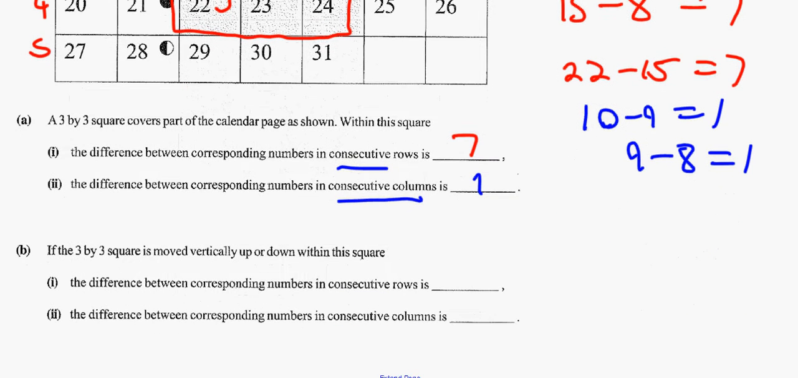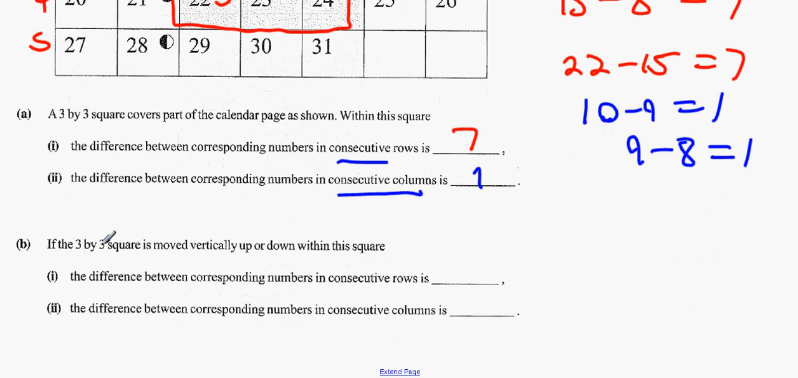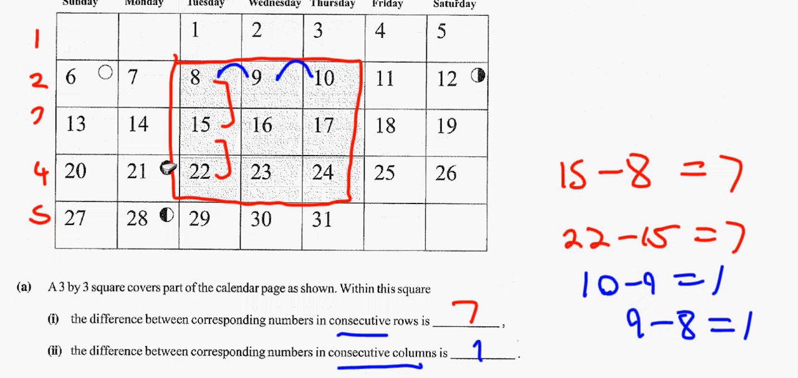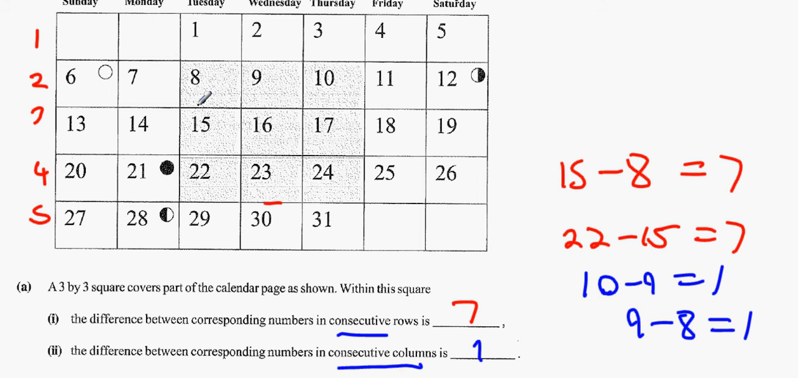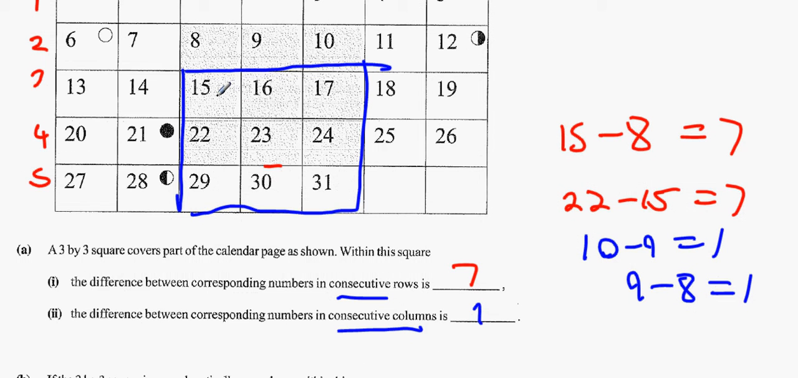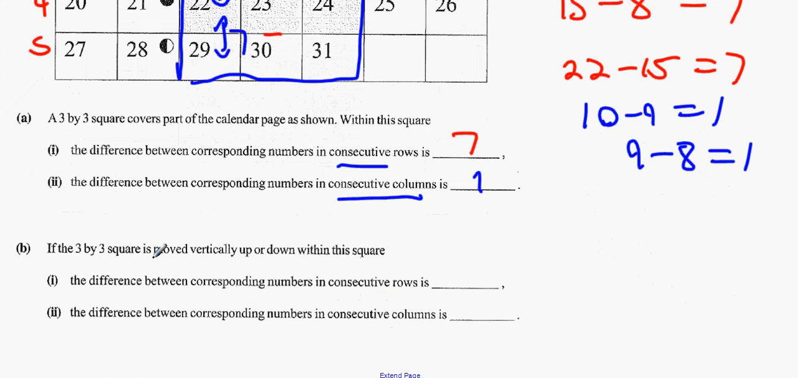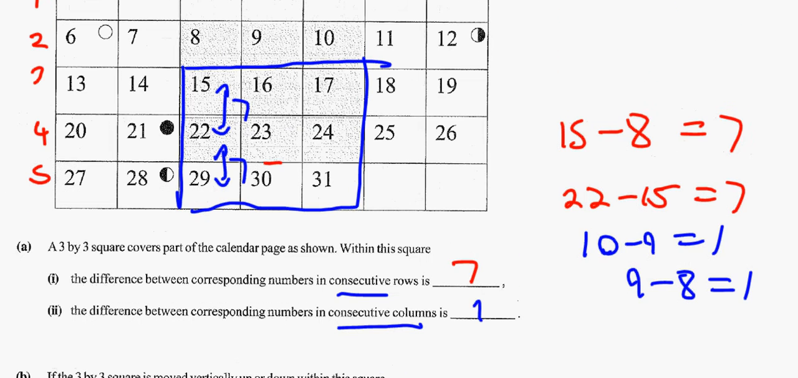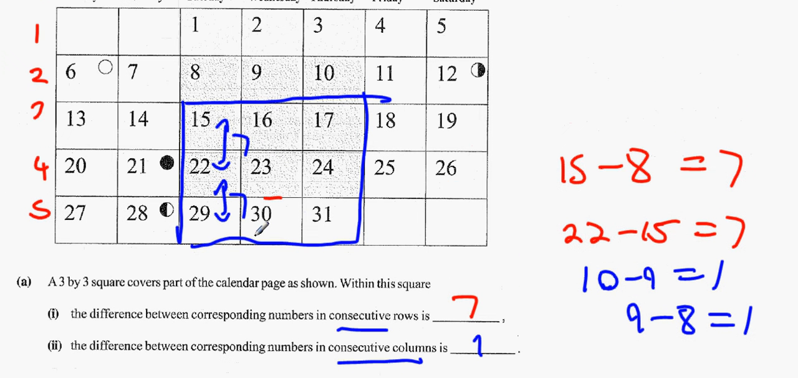Now, B. If the 3 by 3 square is moved vertically up or down within this square, the difference between the corresponding numbers is... So we're just picturing that we move the red square, okay? So we can move the red square up or down. So we'll move it here and turn it into the blue square. Now we can still see that the consecutive difference between the rows is still 7. So we can write down, it's still going to be 7. And the consecutive difference between the columns is still going to be 1.